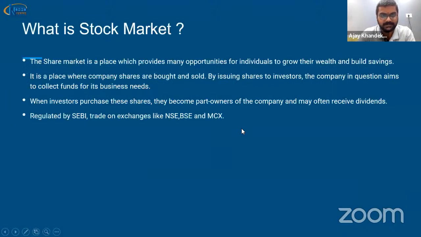Okay. So what is the stock market? Basically, the stock market is a platform with many opportunities for individuals to grow their wealth and build savings. It is a place where company shares are bought and sold by issuing shares to investors. The company in question aims to collect funds for its business needs.